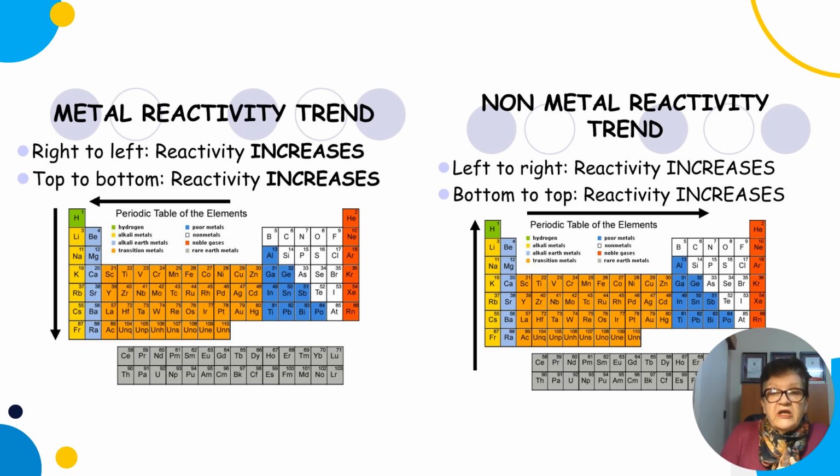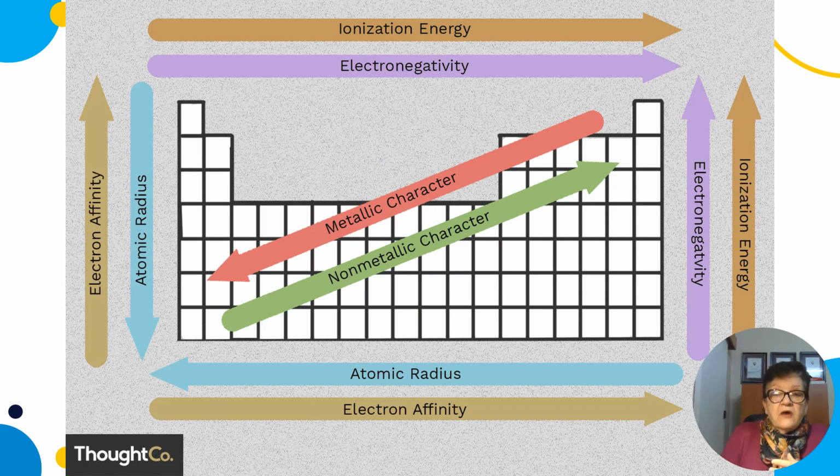So fluorine is therefore our most reactive element in this group. Now you must remember ionization energy, electronegativity, as well as electron affinity, those 3. The brown one at the top, the brown one at the bottom, and the purple one second from the top. Those 3 have the same trend, increasing from left to right and from bottom to top.